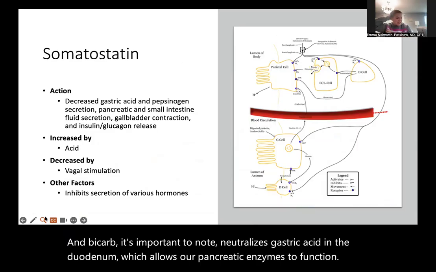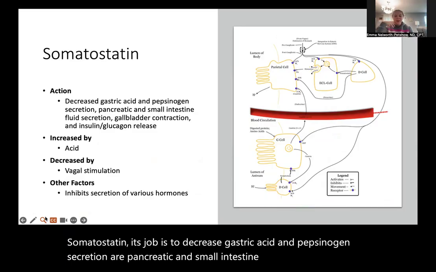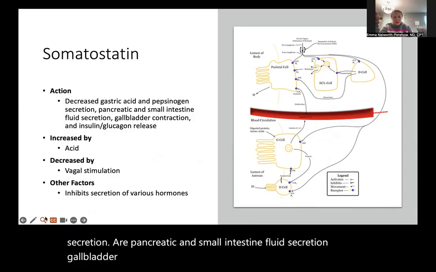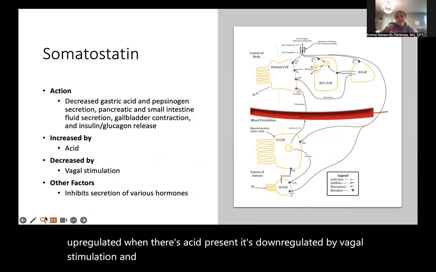Somatostatin, its job is to decrease gastric acid and pepsinogen secretion, our pancreatic and small intestine fluid secretion, gallbladder contraction, and insulin and glucagon release. It's upregulated when there's acid present. It's downregulated by vagal stimulation, and it inhibits the secretion of a variety of other hormones.